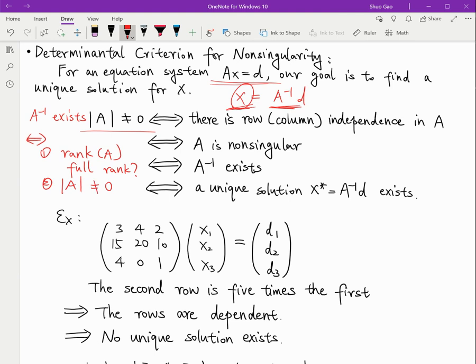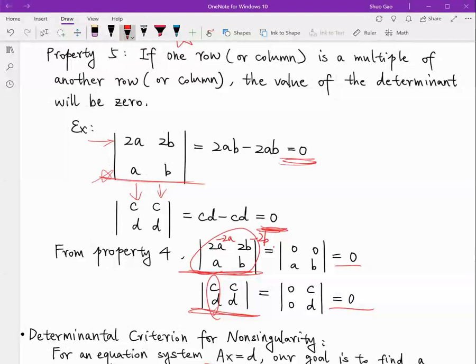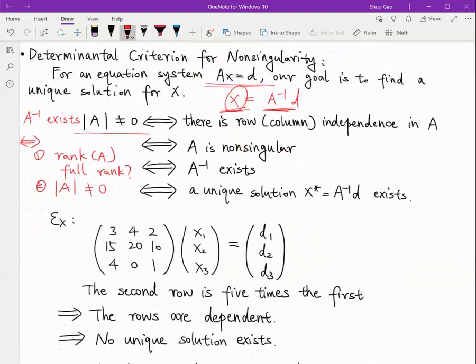If it's 0, then based on property 5, we can see that A is not linearly independent. So the A inverse does not exist. So there are two ways that we can find out if there's a unique solution of x. The first one is we check the rank of the coefficient matrix A to see if A is full rank. And the second one is we check the determinant of A to see if it is zero or not. So there are two ways to find the answer.